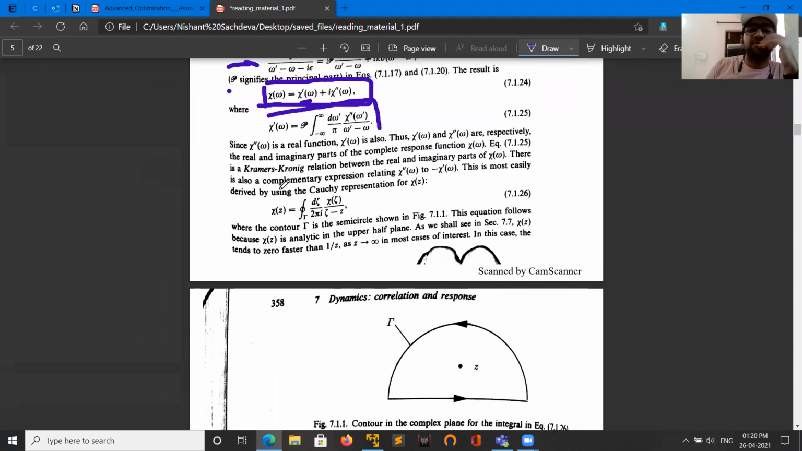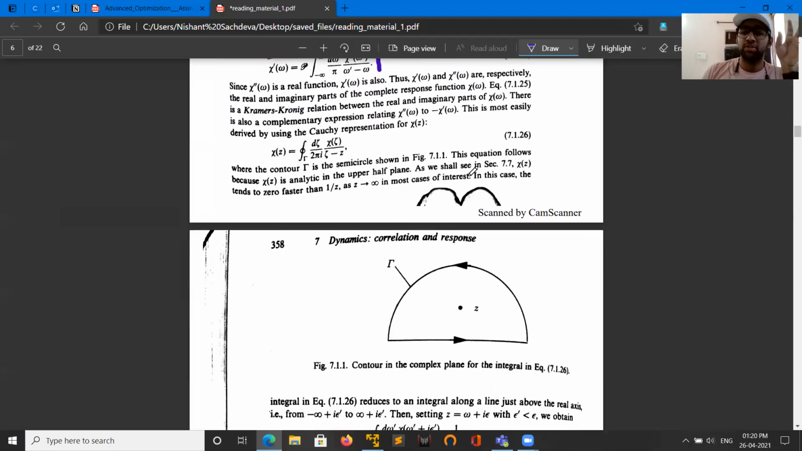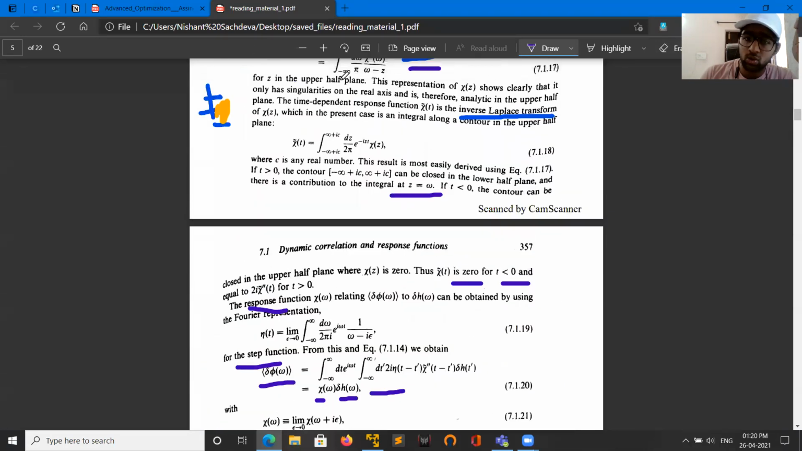X of z is basically given as this particular round integral. This symbol here usually means a round integral with the contour T, so we are going around the contour T and integrating around the boundaries. That's basically what this is. When the contour T is a semicircle, as shown in figure 7.1.1, we're talking about this figure over here. This equation follows because x of z is analytic in the upper half plane. We established that over here.